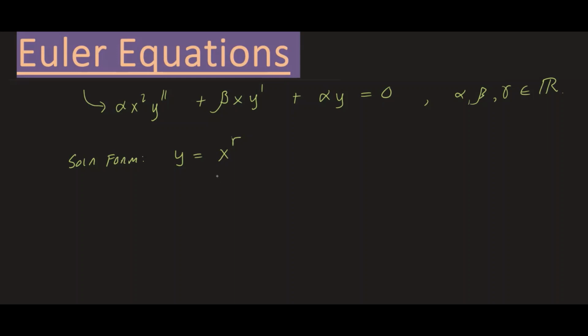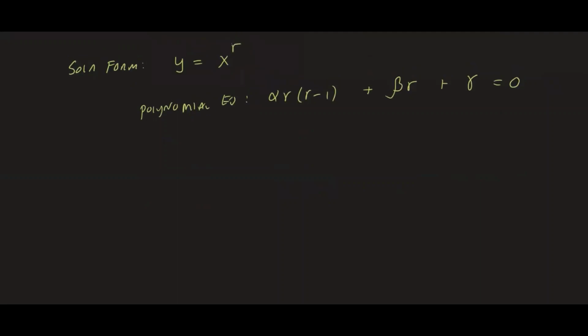So once you plug in this solution into the Euler equation, you will have this polynomial. So it will reduce to this polynomial equation, which would be alpha r times r minus 1 plus beta r plus gamma equals 0. Now the question is, what are the roots to this equation? Well, because this is going to be a second order polynomial, we know it can have 3 different scenarios for the roots. So our solution can look as follows.